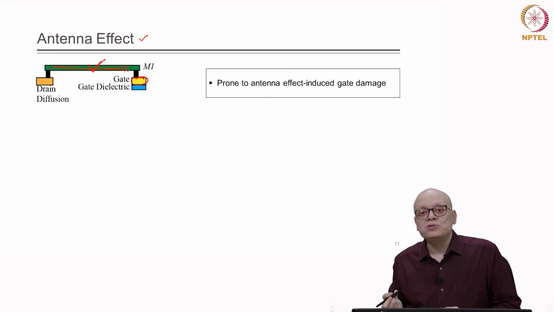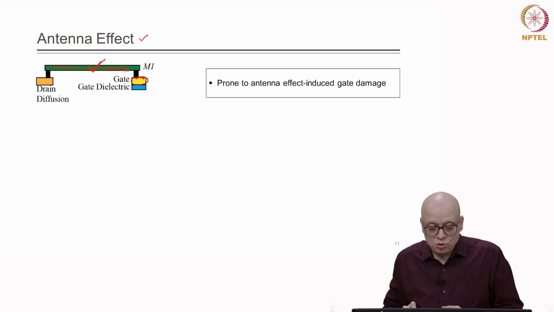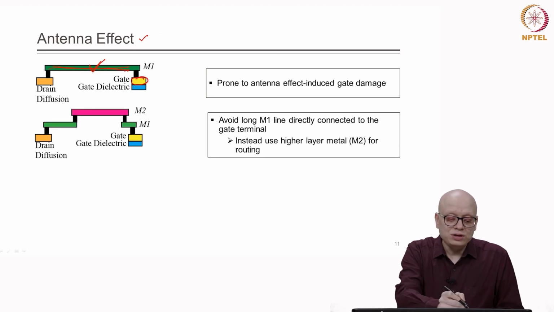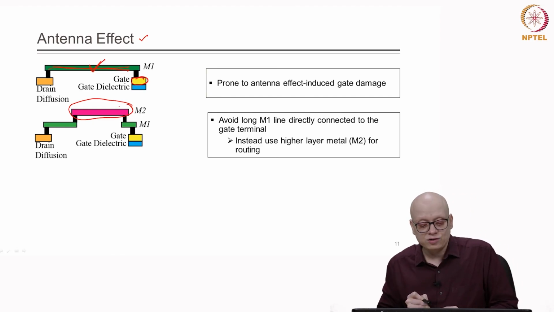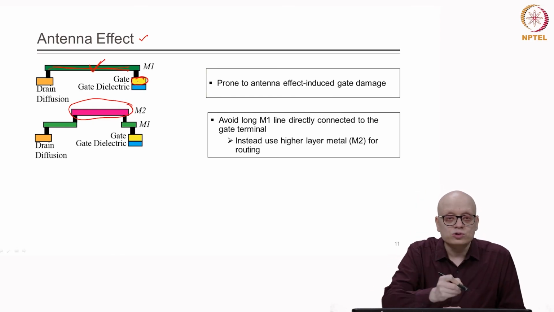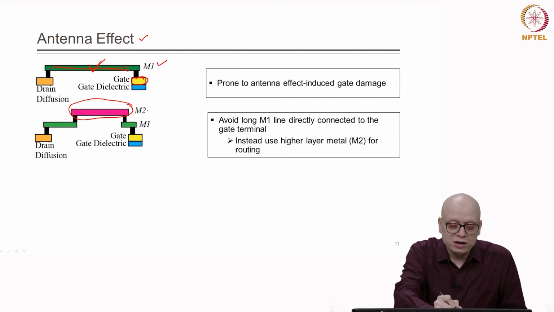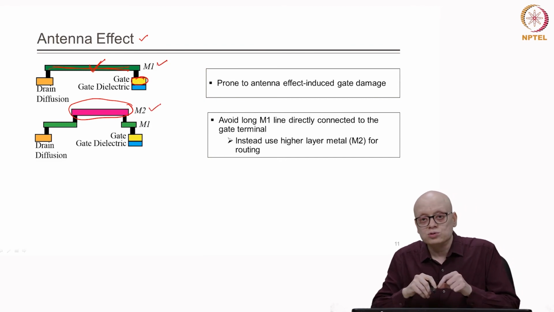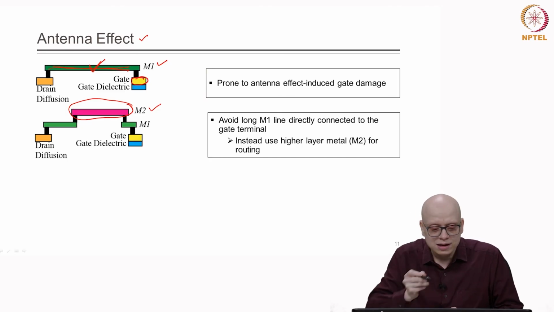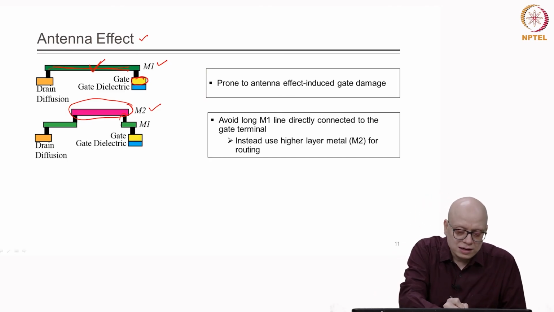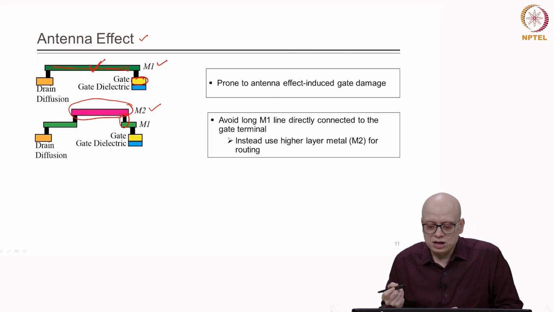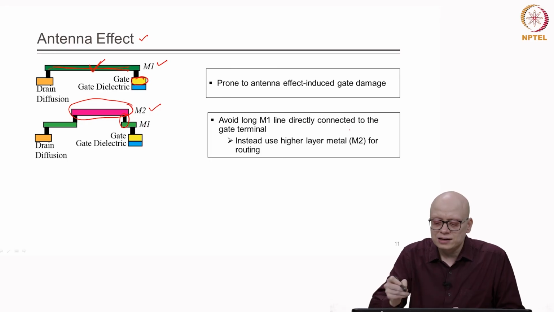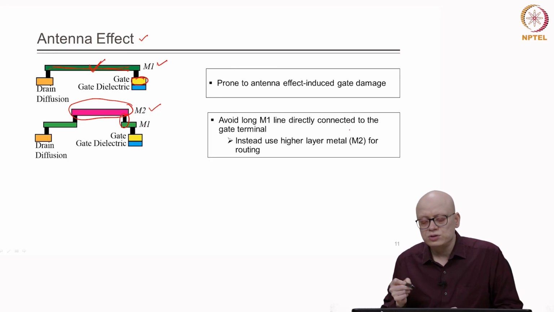So, if there are antenna rule violations, how can we fix them? One of the techniques is to do the major portion of the routing in the upper layers of metal. For example, instead of doing the major portion of the routing in the M1 layer, we use an upper M2 layer where most of the routing is done, and we go from M1 to M2 very close to the gate. So, we avoid long M1 lines directly connected to the gate terminal. Instead, we use higher layer metal M2 for routing.